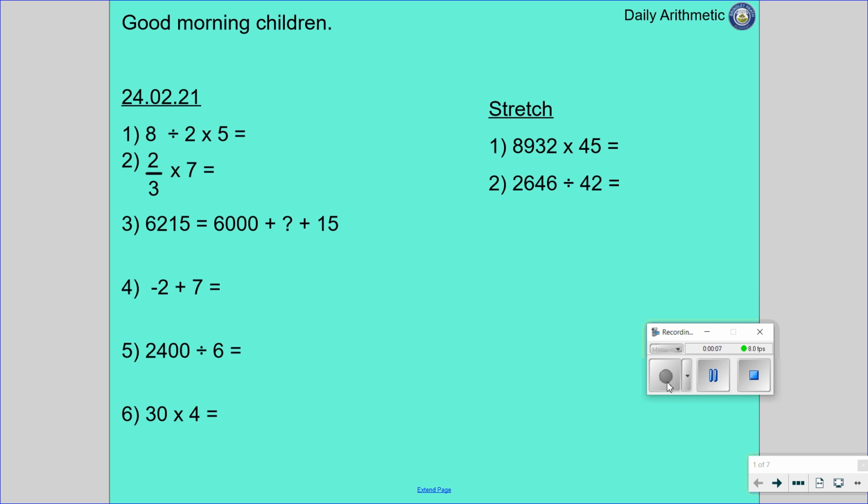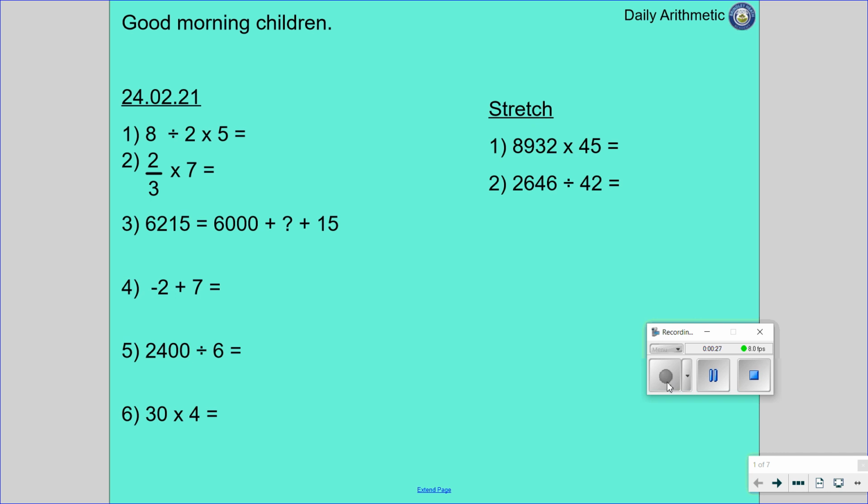Today we are going to be looking at pictograms and bar charts, as I told you at the end of yesterday's lesson. But as usual, before we do that, we've got our 6 arithmetic questions. So pause the video now and have a go. Okay, let's see how you got on then.